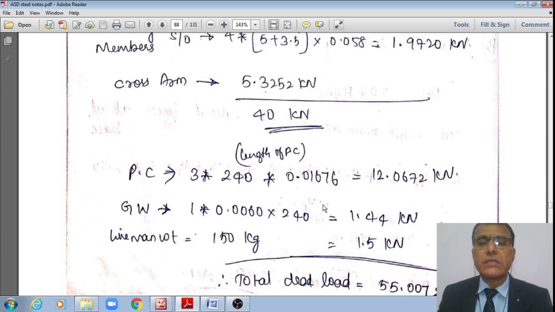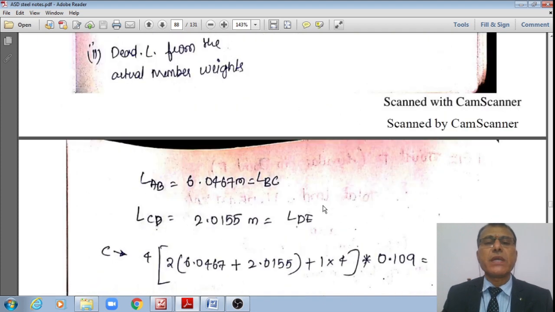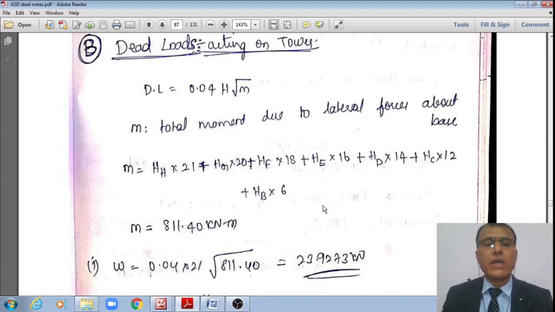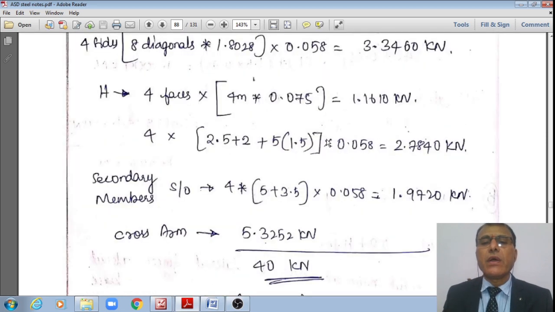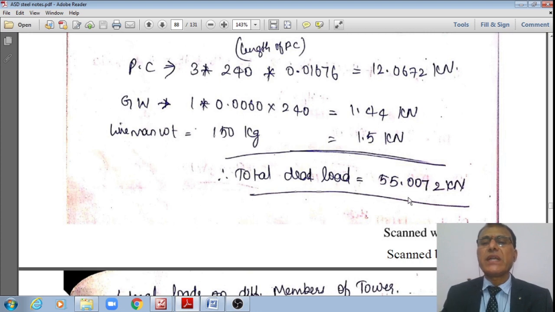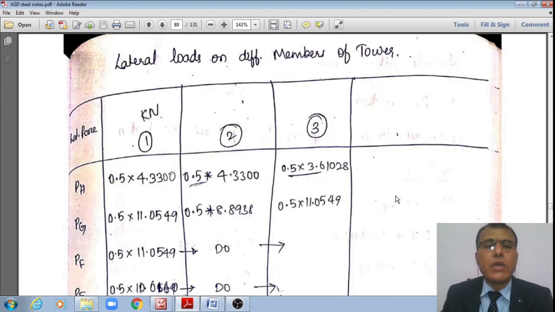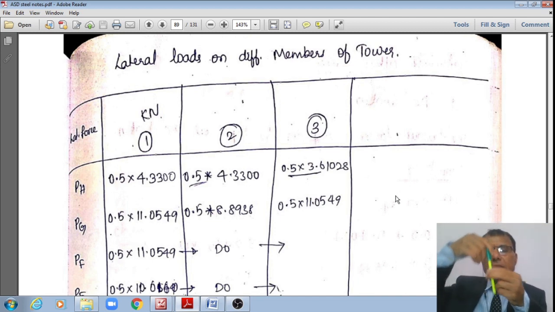55.007 kilonewtons. This is from actual calculations, but using the empirical formula, what I got is around 23.92. Therefore this 55 will govern the design, not that 23. That is just empirical. If nothing is given, you can use the empirical formula. But by this time I already know all the geometrical lengths and all the properties assigned to the different members. Therefore this is the exact value of 55. Around 55 kilonewton is the total dead load acting in the downward direction, right? Gravity load. That is what is called vertical gravity load.